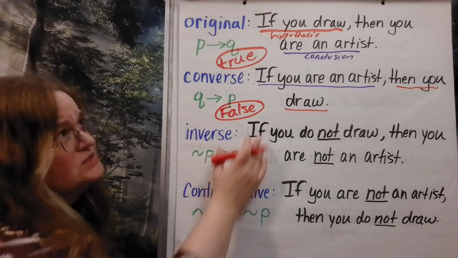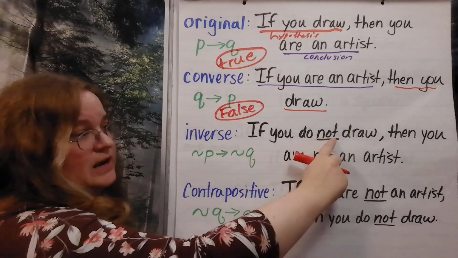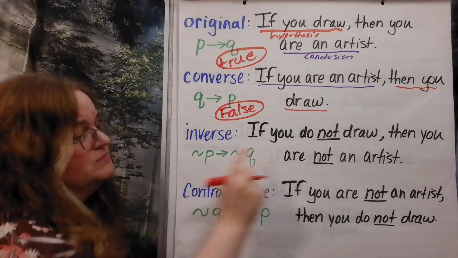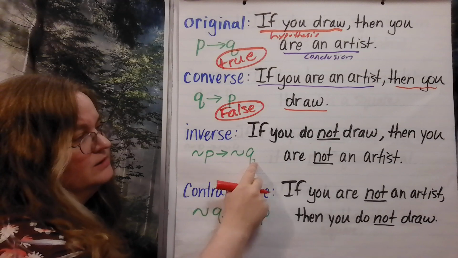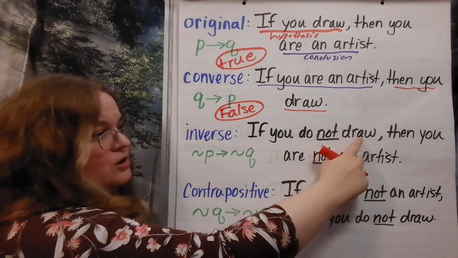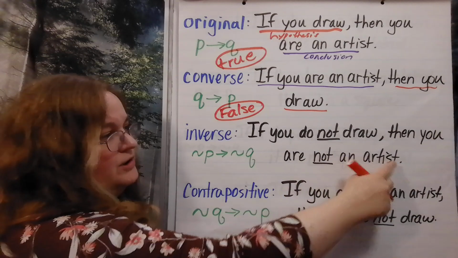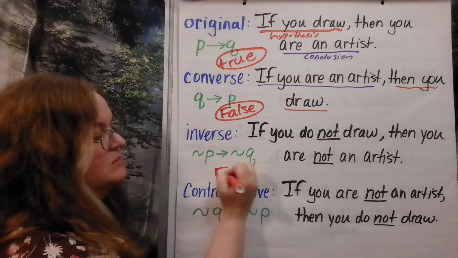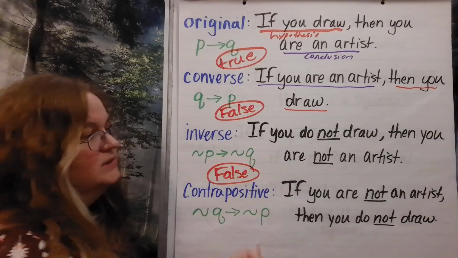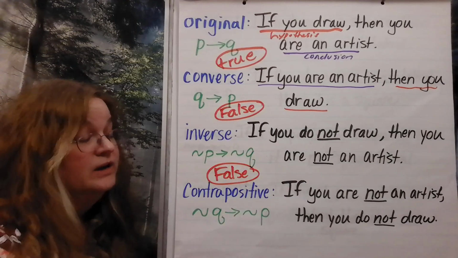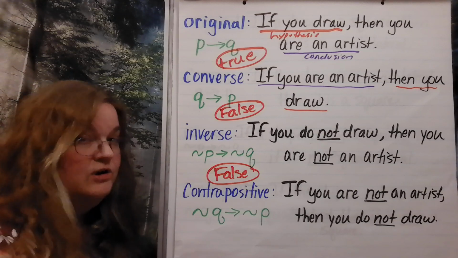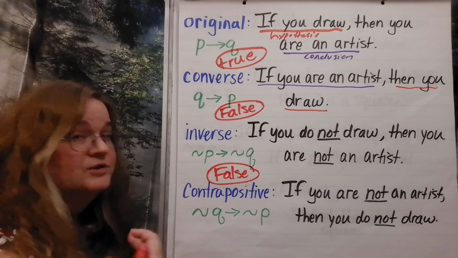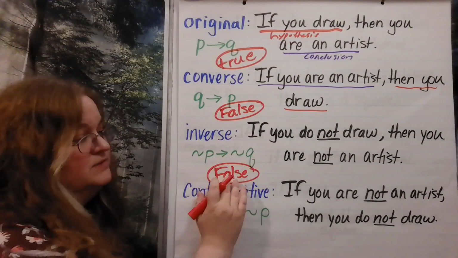All right, so inverse. I'm going to take my original, but I'm going to negate it by putting not in both the hypothesis and conclusion. So if not P, then not Q. So if you do not draw, then you are not an artist. Again, for the same reasons, this is going to end up being a false statement, because somebody may make pottery and do a beautiful job with it and never draw anything, but actually use a different medium. Or maybe they sculpt out of stone, or there's all kinds of things that we could do. So this is going to be a false statement.